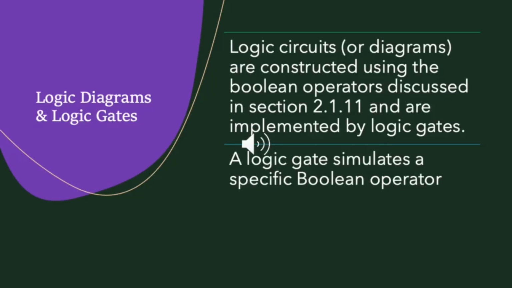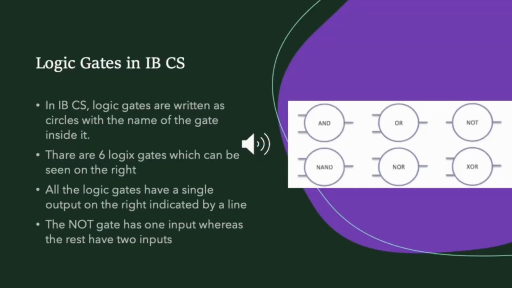So a Boolean operator takes either one or two inputs and returns one output. The logic gates in IBCS are written as circles with the name of the gate inside of it. There are 6 logic gates which can be seen on the right. You have AND, OR, NOT, NAND, NOR, and XOR.